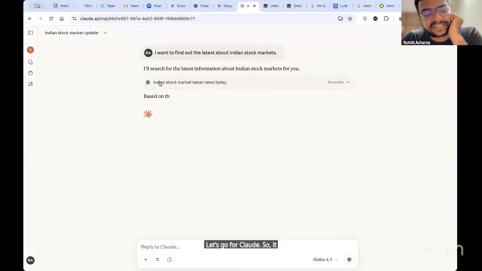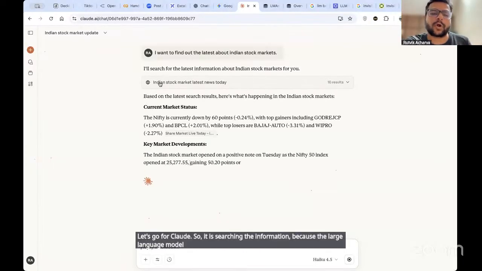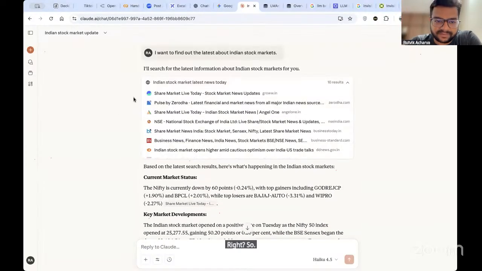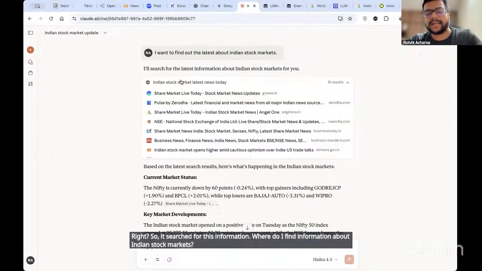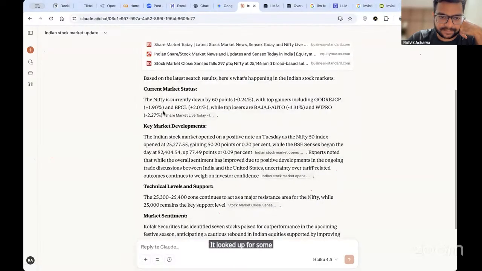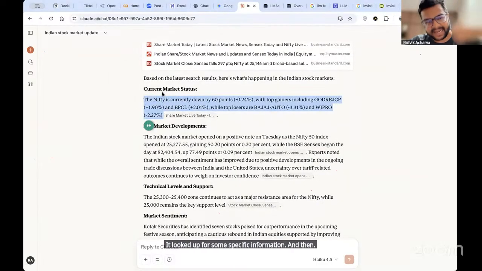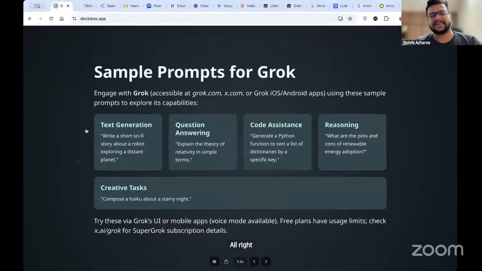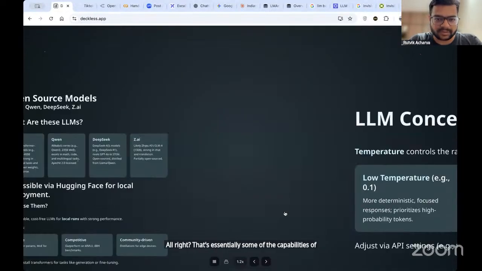So it is searching the information because the large language model itself has not learned a lot of different things, or maybe it has learned things up until the point it was released, right? So it searched for this information. Where do I find information about Indian stock markets? So it did a web search in the back end. It looked up some specific information, and then it scraped that data, and then it tried to generate a response for us, right? So this is reasoning, tool calling, web search, all put into one. All right. That's essentially some of the capabilities of large language models.